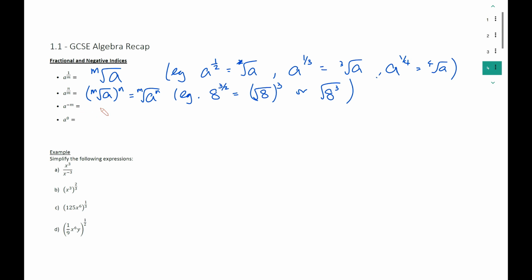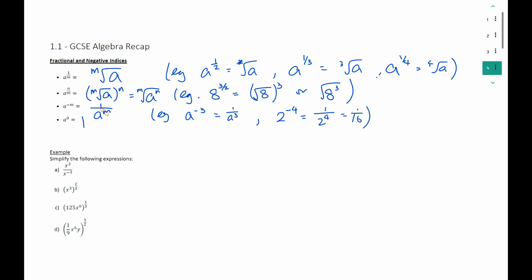With a negative power, hopefully you know, negative power means you put it 1 over. So for example, if you have a to the power of minus 3, then that's the same as 1 over a to the power of 3. Or let's say if you have 2 to the power of minus 4, it means 1 over 2 to the power of 4, which is the same as 1 over 16. Yep, last one, a to the power of 0. Anything to the power of 0 is 1.